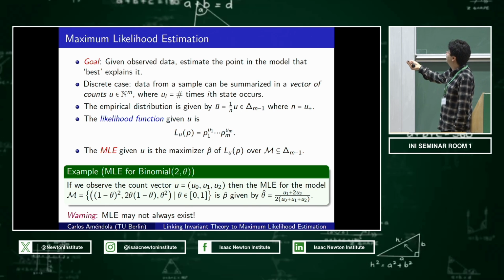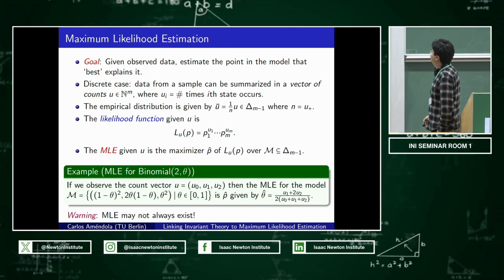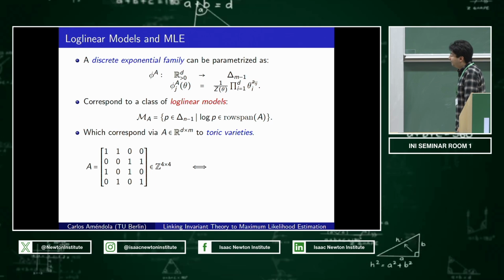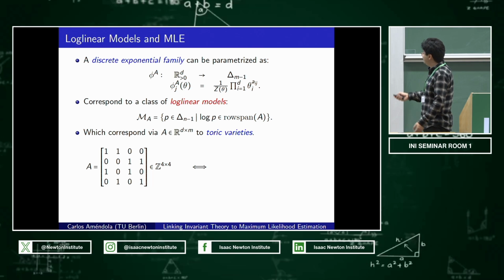Right? So this M doesn't need to be closed, in principle. Right? So it could be open, and then it's unbounded. And so, okay, this is one of the big questions in general. How can you detect whether my MLE is going to exist or not? And invariant theory is going to help us with that. So we're going to go towards that. But first, let me talk about this example.